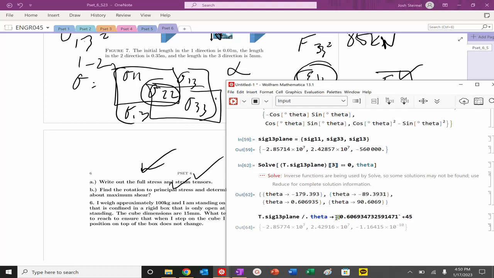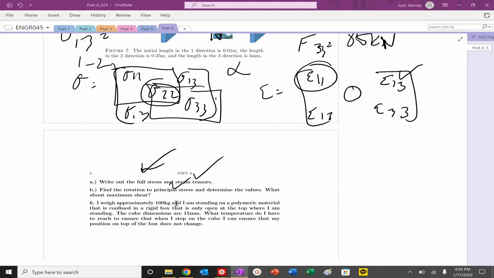Let's take this. Sorry. And voila. This would be my maximum shear stress value. So I can find those as well. Excellent.